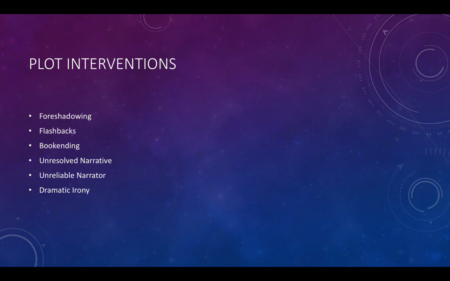There are some things that can mess with a traditional plot. You can have foreshadowing, you can have flashbacks, you can have bookends where you start and end the story at the same point. You can have an unresolved narrative.